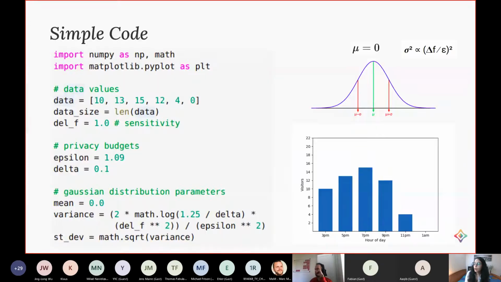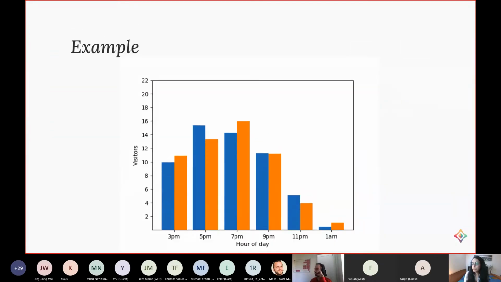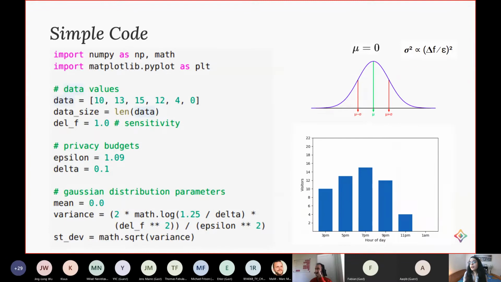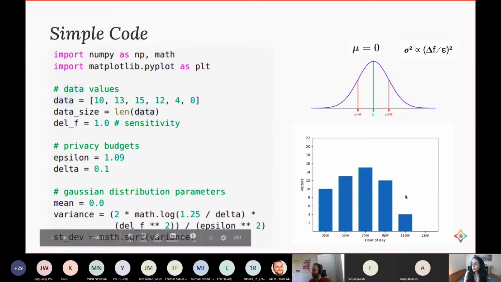So how would we go about doing something like this? Just a simple code to show what it's going to be like. Say your original data is this array, and the sensitivity of the data, how sensitive it is to change, is 1, because with the increase of one person, the visitor count increases only by 1.